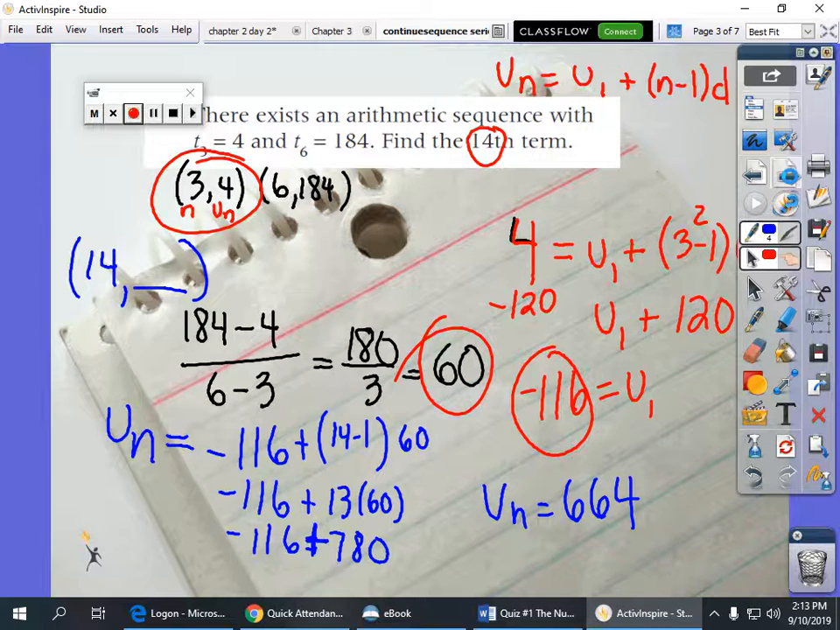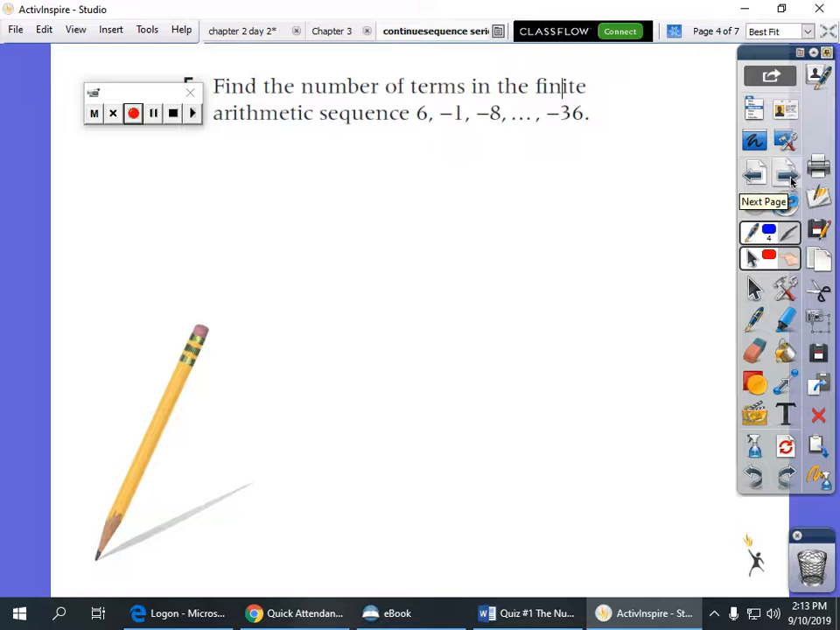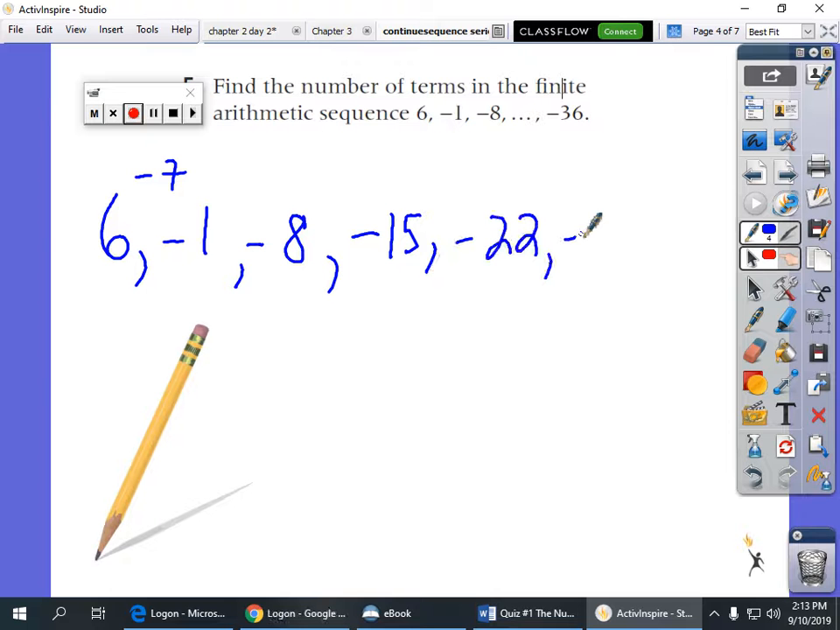All right, let's look at number 5. Now, I think a lot of you did the same thing for number 5, and you did what I would do. I love patterns, so I make life easy. So, what's happening between 6 and negative 1 and then negative 8? Minus 7. So, you know what? I'm just going to subtract 7 until I hit negative 36. There's nothing wrong with that. So, negative 15, negative 22, negative 29, negative 36.